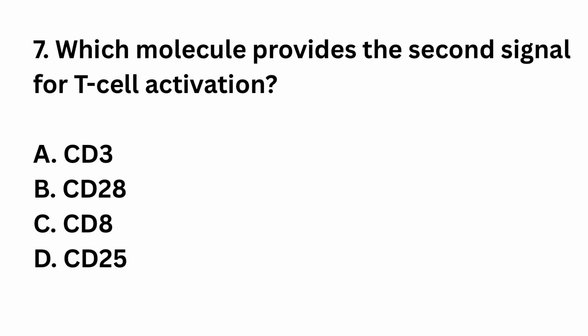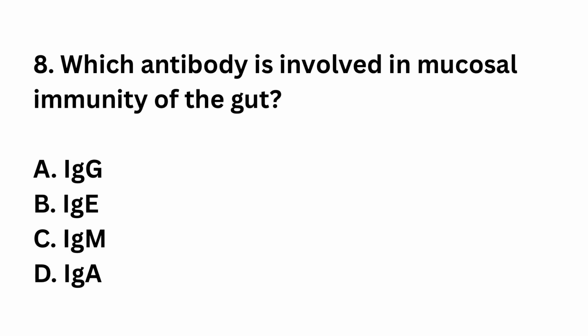Question number 7. Which molecule provides the second signal for T-cell activation? CD3, CD28, CD8, CD25. The right answer is option B, CD28. CD28 on T cells binds B7 on antigen presenting cells. This co-stimulation prevents anergy.